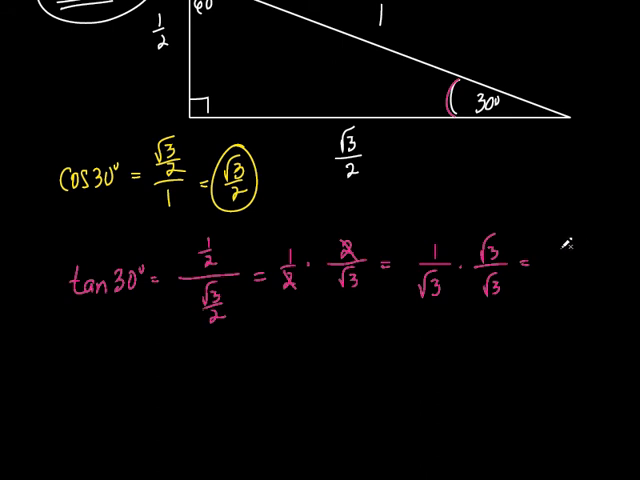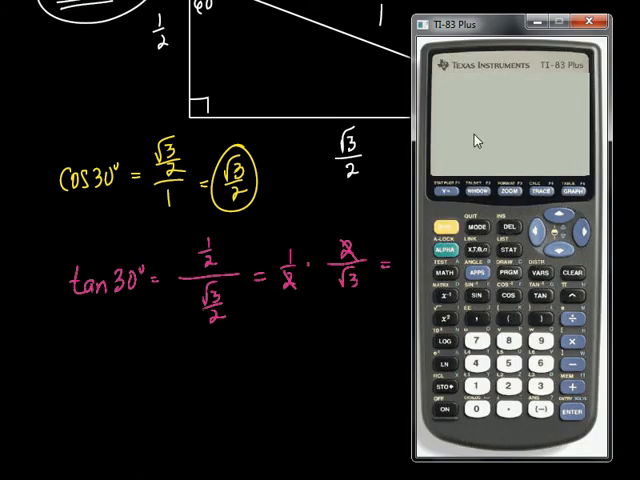Let's see what we get. 1 times the square root of 3 is the square root of 3. Over square root of 3 times square root of 3 is just 3. That's the answer that I read off to you. All right, didn't we do the tangent of 30 degrees? Wasn't that one of these? Yep, number 7 was a tangent of 30 degrees. You could easily put it into a calculator, get a decimal approximation, but this is the fraction. This is what the fraction would be.